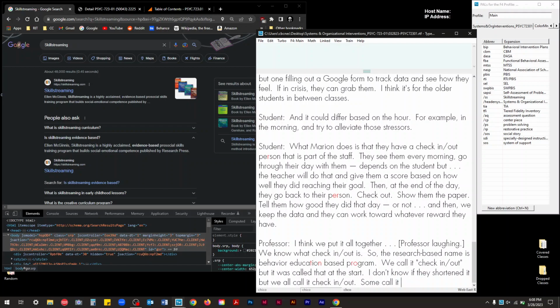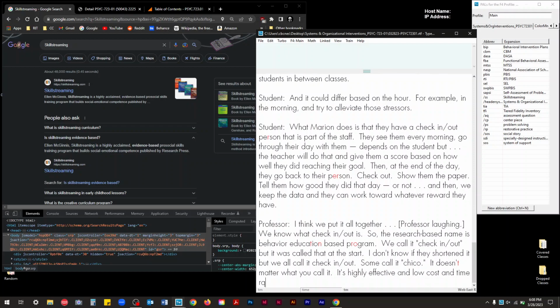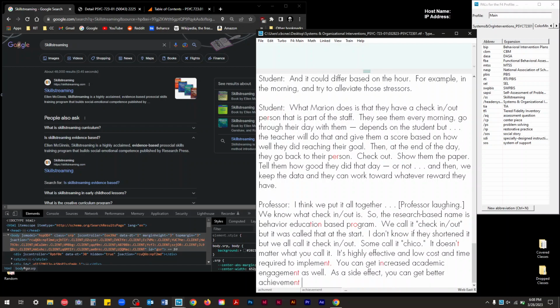There are some essential components, and it really is highly effective, low cost, and requires low time to implement. You get a decrease in problem behavior when you implement it for a high percentage of students, and you get increased academic engagement as well. So as a kind of side effect, you get better achievement and better academics. And a lot of times it relates directly to the function of behavior.